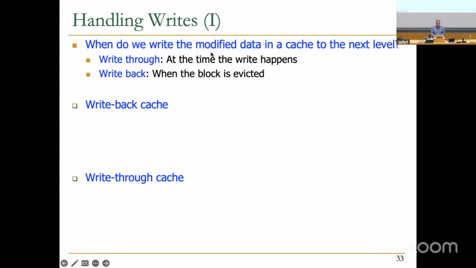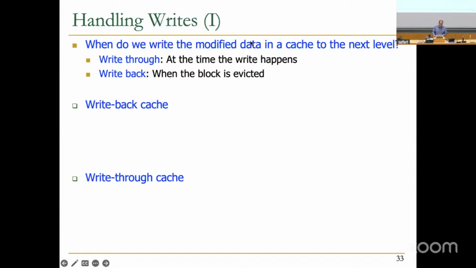So when do we write the modified data in a cache to the next level, essentially? You have a cache block in L1, and the processor sends a store request, for example, and the store hits in your L1 cache. So you change the data in that block in the L1 cache. Now the question is, when do we write this modified data to the next levels, to L2, L3, and DRAM, for example?